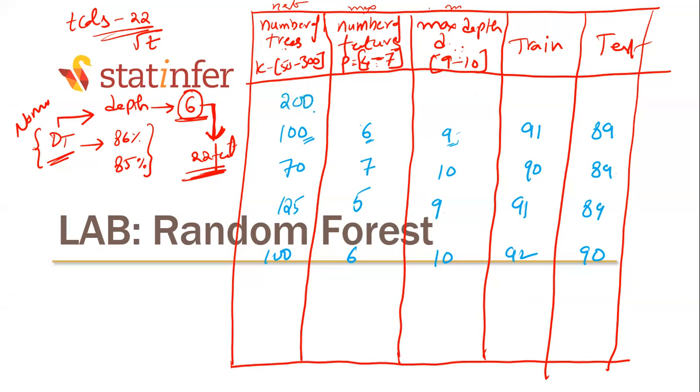Somebody has built 200 trees, that's not bad. When you are in doubt, you can give a higher number of trees, that's not bad. 10 features seems to be slightly higher for me, but test accuracy is not good. 90.28 only. What about the train and test accuracy? Try to put the train and test accuracy, both of them, so that I can write here.